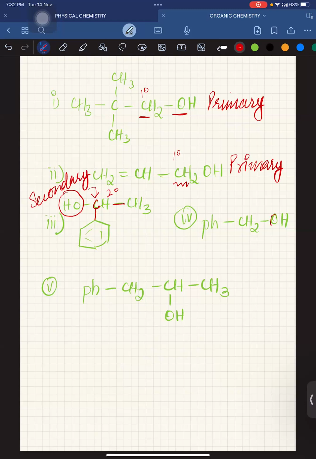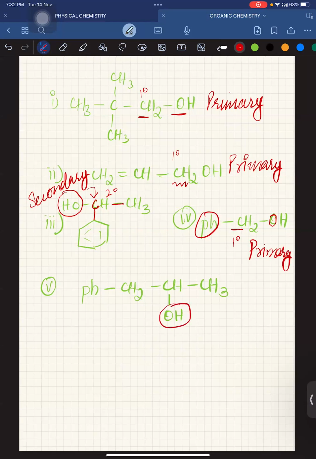If you are going for this OH, calculate this. Ph means benzene. That means one carbon, 1 degree. So this is also primary. And if you are going for this alcohol, this carbon is connected with two carbons. So this is a 2 degree carbon, so this is also secondary or 2 degree alcohol. Are you getting my point? Both of you? Yes.